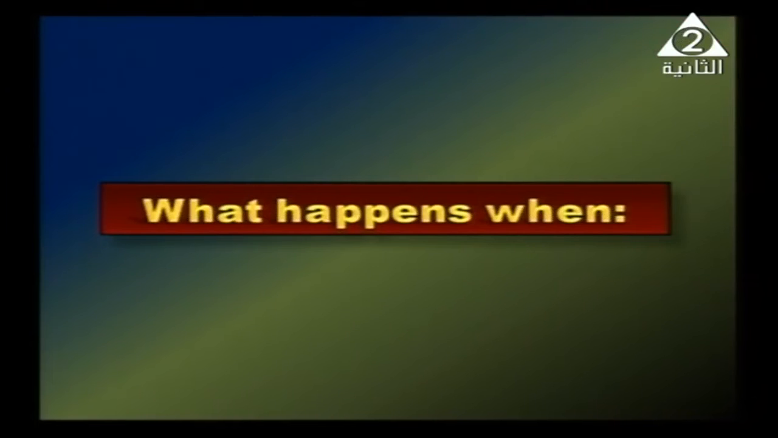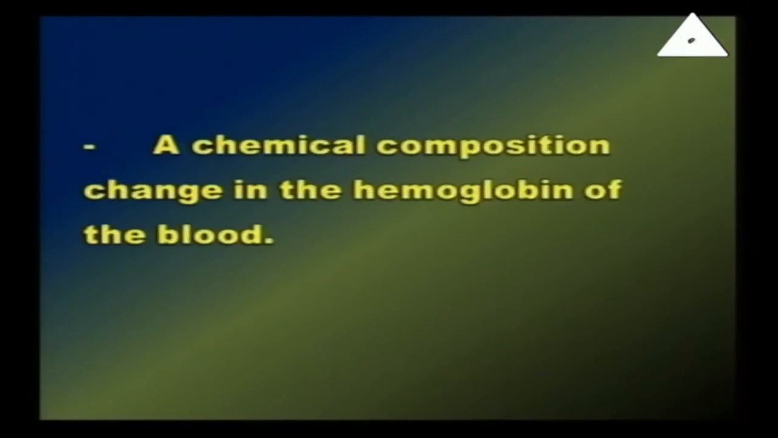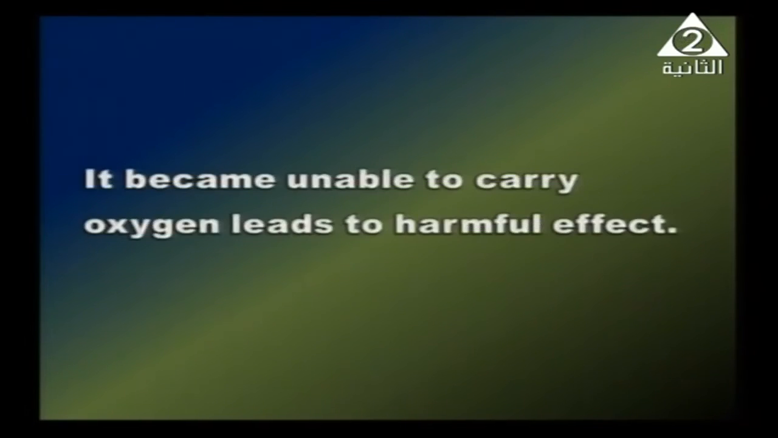Another type of question, which is what happens when there is a chemical composition change in the hemoglobin of the blood. Hemoglobin is located inside the red blood cells of the blood. If the hemoglobin chemical composition changes, it becomes unable to carry oxygen, which leads to many harmful effects.